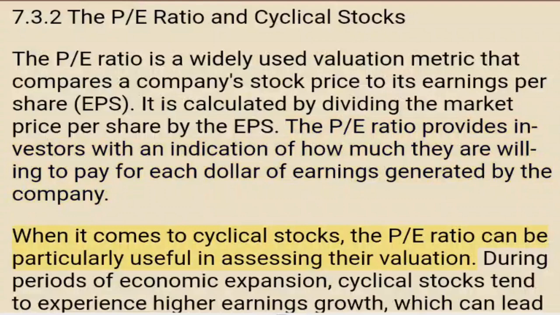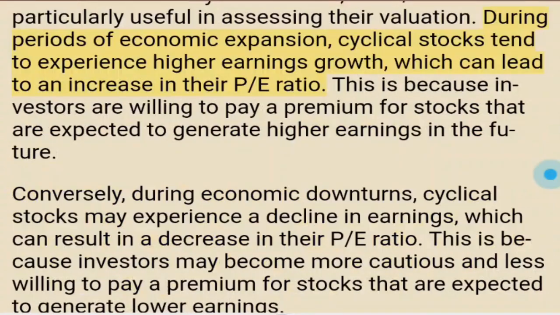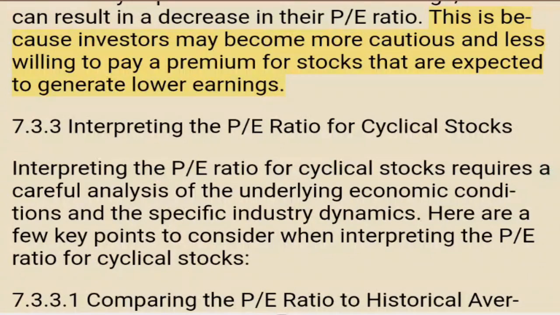When it comes to cyclical stocks, the P/E ratio can be particularly useful in assessing their valuation. During periods of economic expansion, cyclical stocks tend to experience higher earnings growth, which can lead to an increase in their P/E ratio. This is because investors are willing to pay a premium for stocks that are expected to generate higher earnings in the future. Conversely, during economic downturns, cyclical stocks may experience a decline in earnings, which can result in a decrease in their P/E ratio. This is because investors may become more cautious and less willing to pay a premium for stocks that are expected to generate lower earnings.